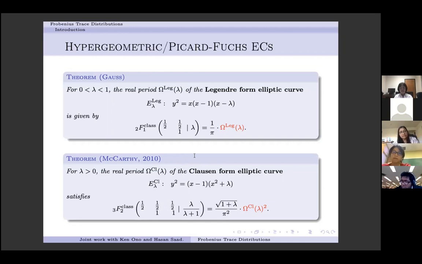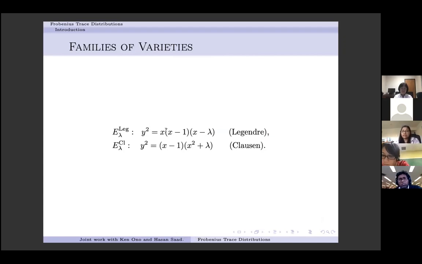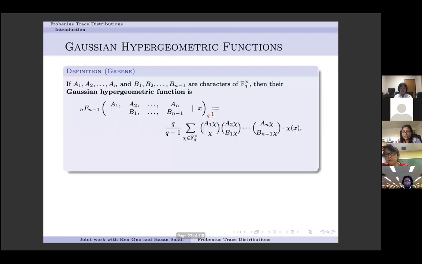So now, since we have results that are associated with the classical hypergeometric function and elliptic curves over C, we can consider their finite field analogues. So in our work, we would like to study these two families of elliptic curves over finite fields. Since classical hypergeometric functions are related to the period of these two families, we could ask what about their finite field analogues. So here comes the function given by Green. Green developed a hypergeometric function over finite fields, which is considered as the finite field analog of the classical hypergeometric function.